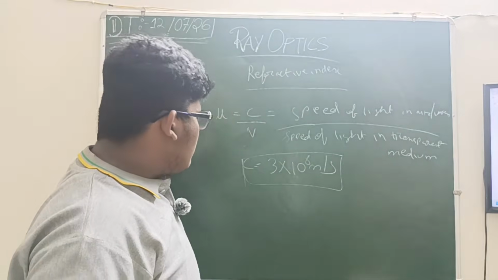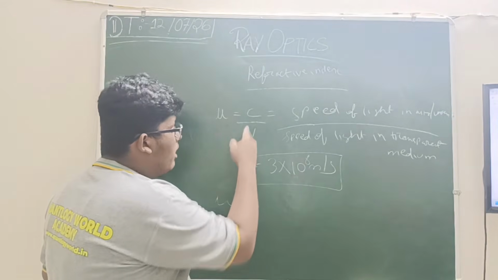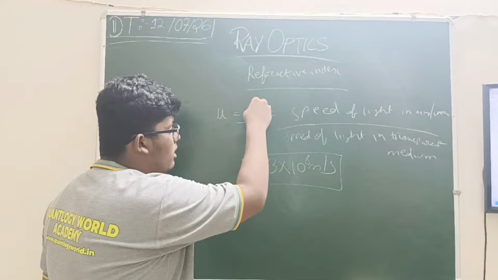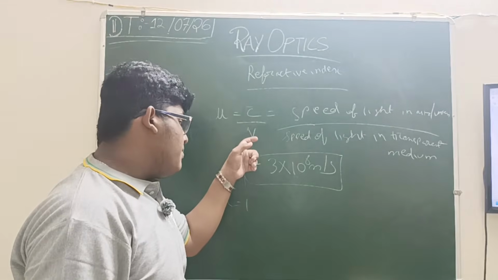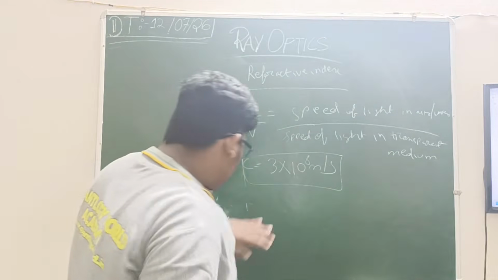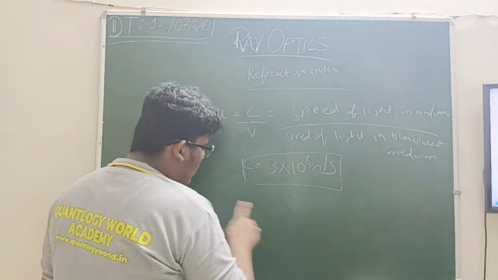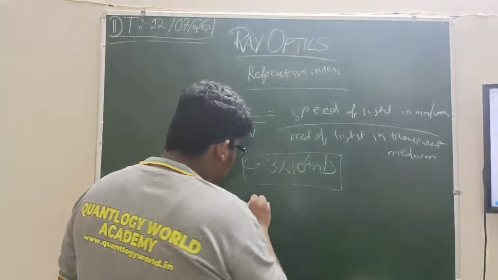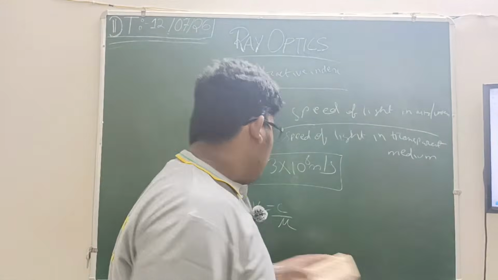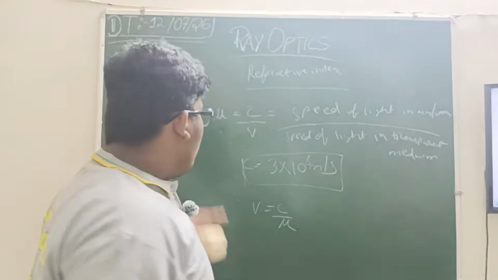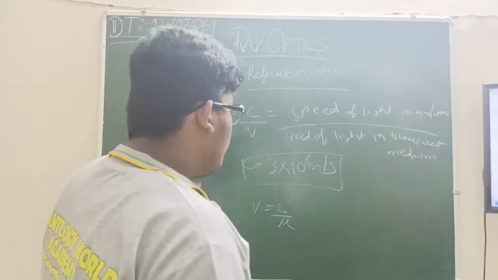The value of C is never asked in a question. For example, in a question mu is given and you know the speed of light in air, then you have to find the speed of light in the transparent medium, that is V. What is the formula for that? If mu equal to C by V, by cross multiplication we can write V equal to C by mu. This is the formula. Means two types of questions come: to find mu, that is mu equal to C by V, or to find V, that is V equal to C by mu.